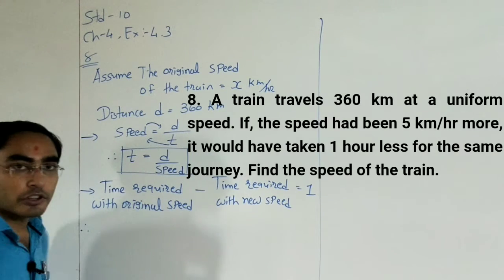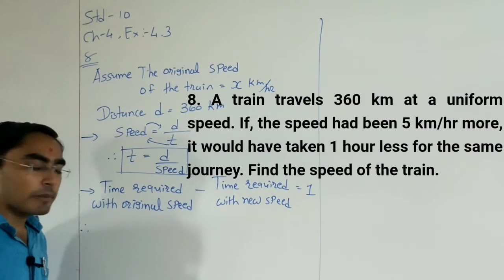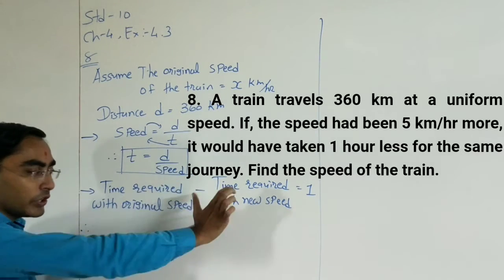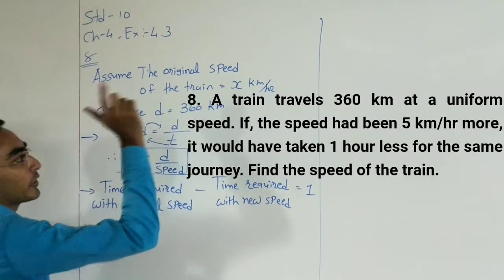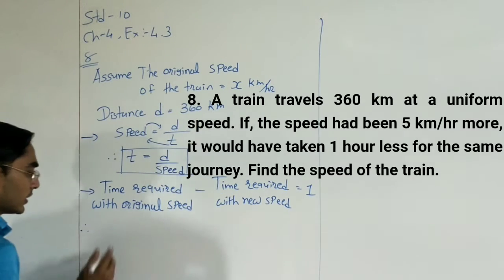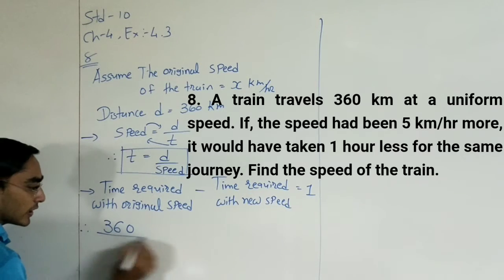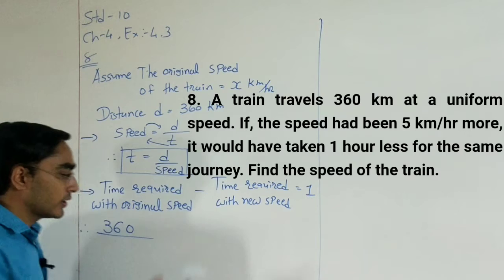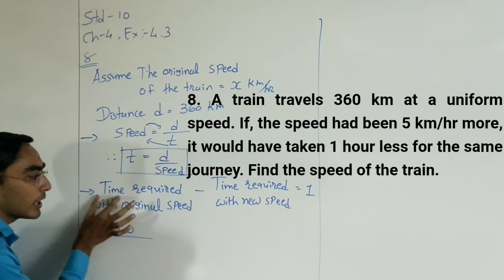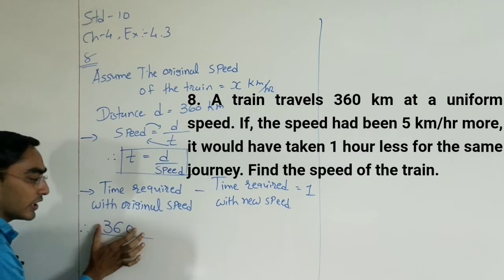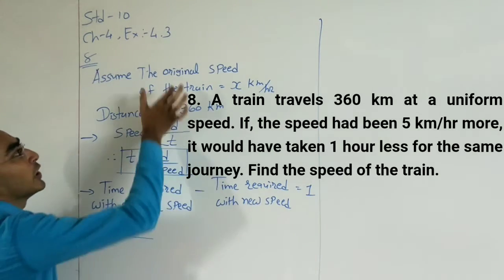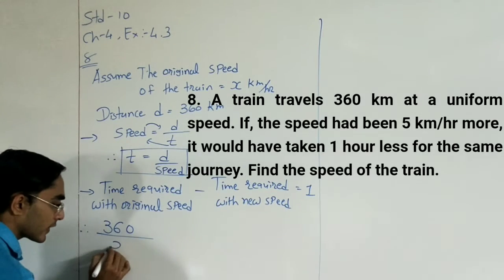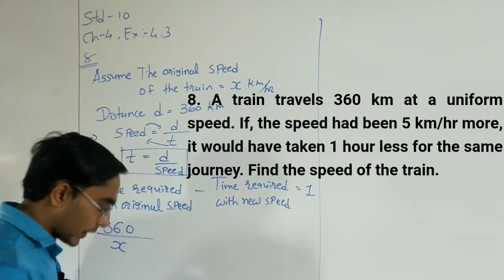Okay, now we need to use the formula of time. Here, time required with original speed. What is the formula of time? Distance upon speed. Distance is fixed in both cases. It is 360 km, which is given in the equation. So 360 divided by speed, but which speed? Original speed. Time required with original speed is distance 360 divided by original speed. Original speed we assume initially x, x kilometer per hour.